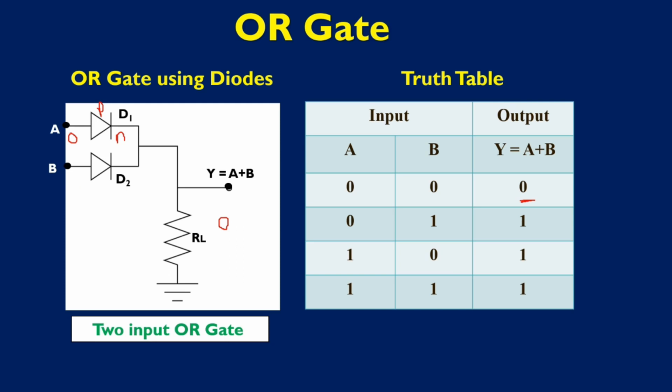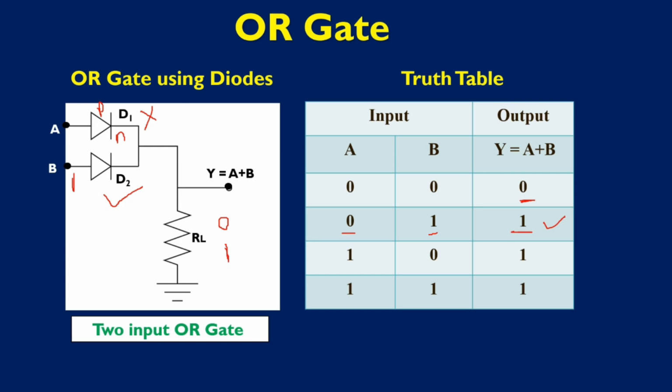I am making A as 0 and B as 1. When A is 0, B is 1, then the diode D1 is reverse biased, so this will not conduct. But diode D2 is forward biased. This will conduct. Now the current will flow here, so we will get the output as 1. So when A is 0, B is 1, the output is 1.